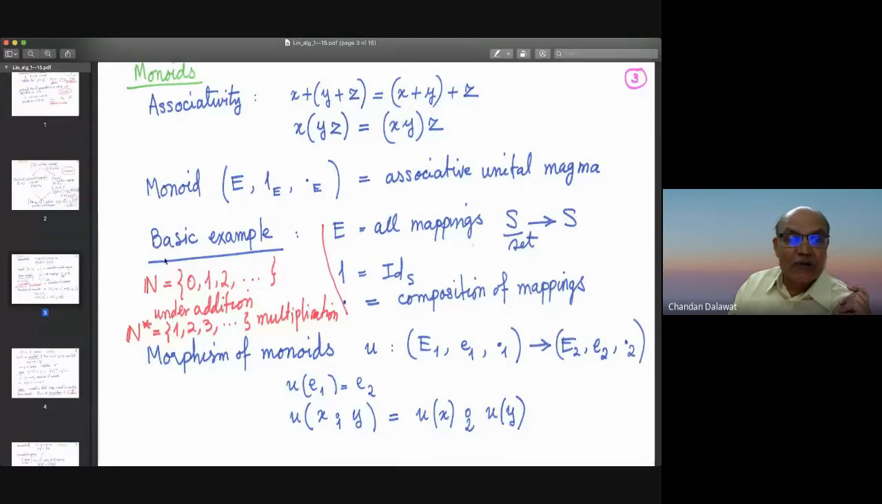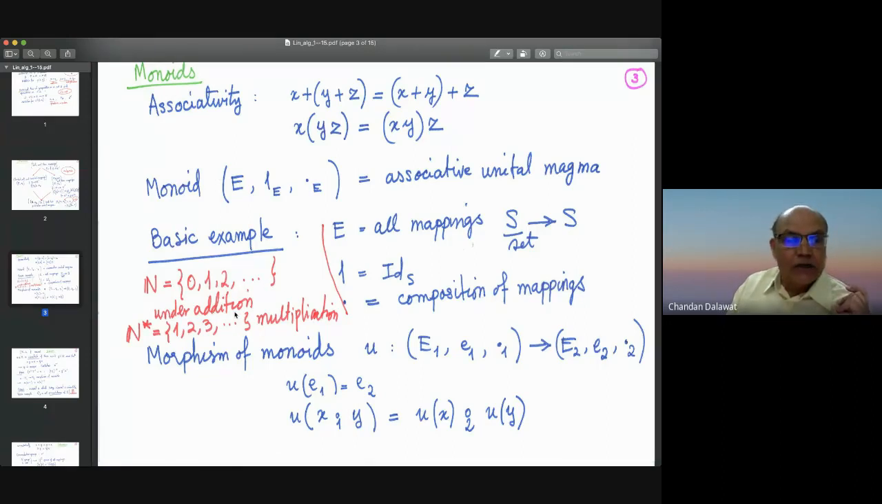So the basic example of a monoid is the monoid N of natural numbers. Natural numbers are 0, 1, 2, and so on, written in red over here. This is a monoid under addition. Why is it a monoid? Because addition is associative, and the special element is this 0. When you add 0 to anything, you get back the same thing. You don't change the thing.